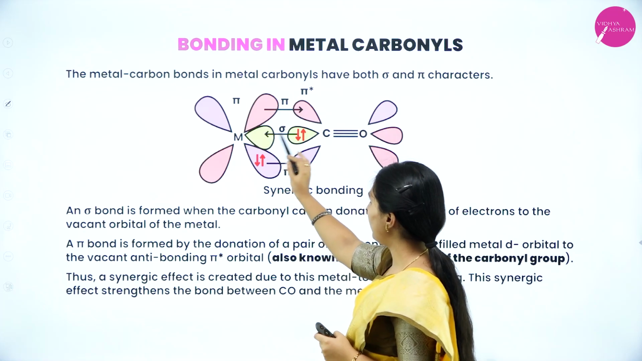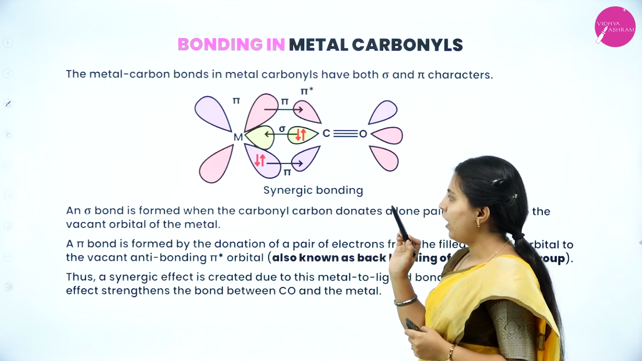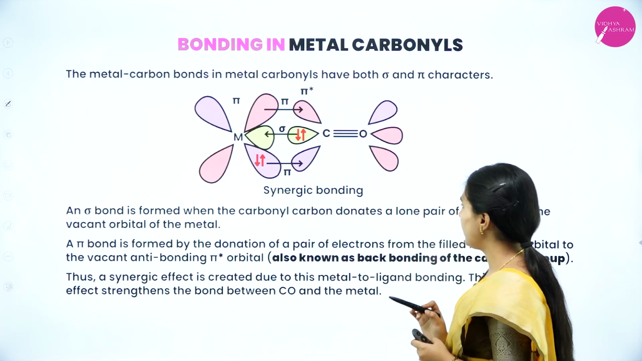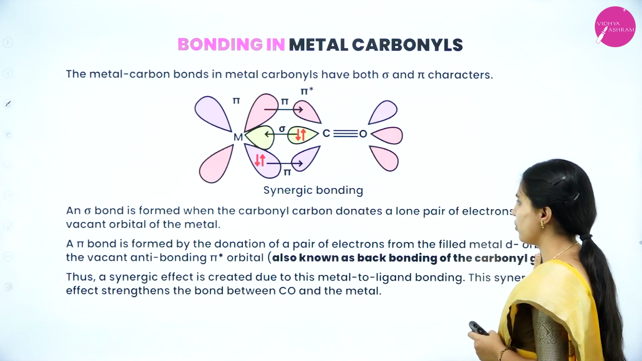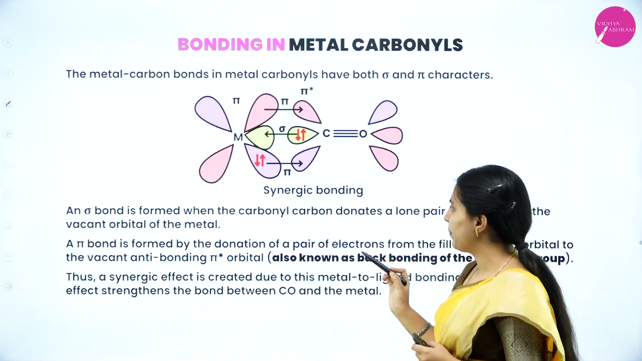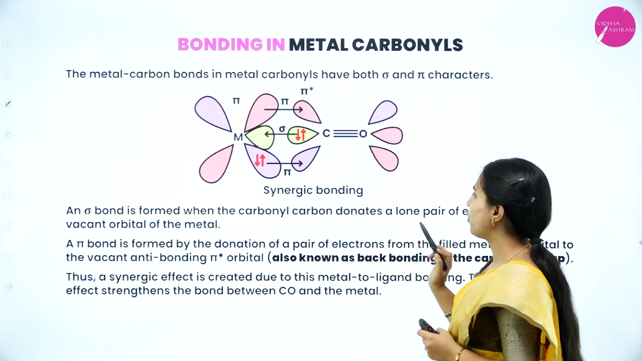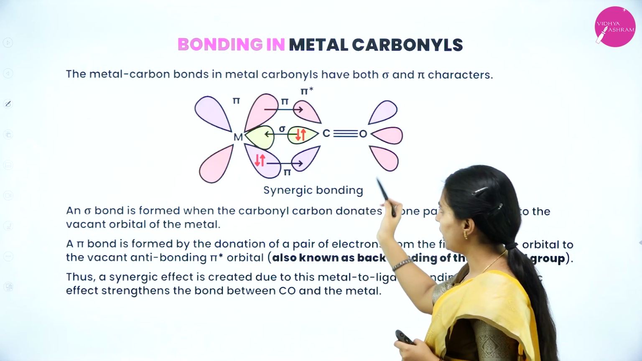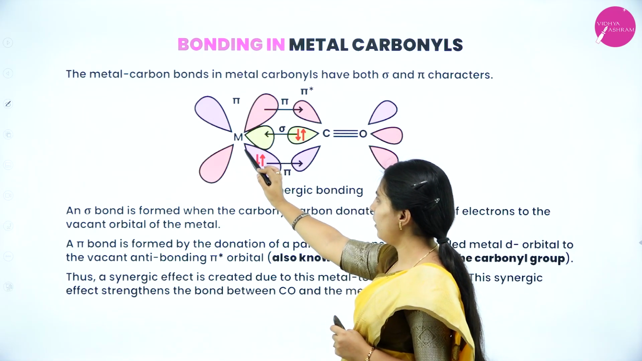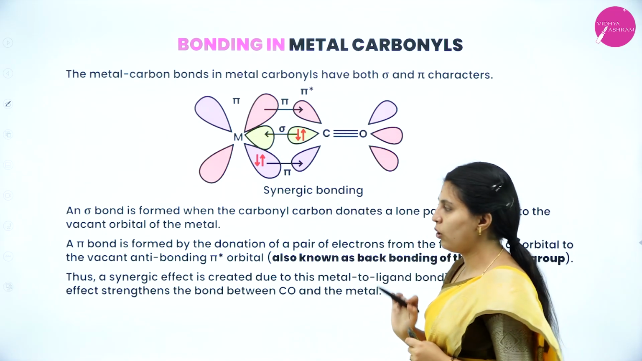See here, sigma and pi characters you may observe. The sigma bond is formed when the carbonyl carbon donates a lone pair of electrons to the vacant d orbital of the metal. This sigma bond will come from carbonyl to metal, to complete that vacant d orbital.